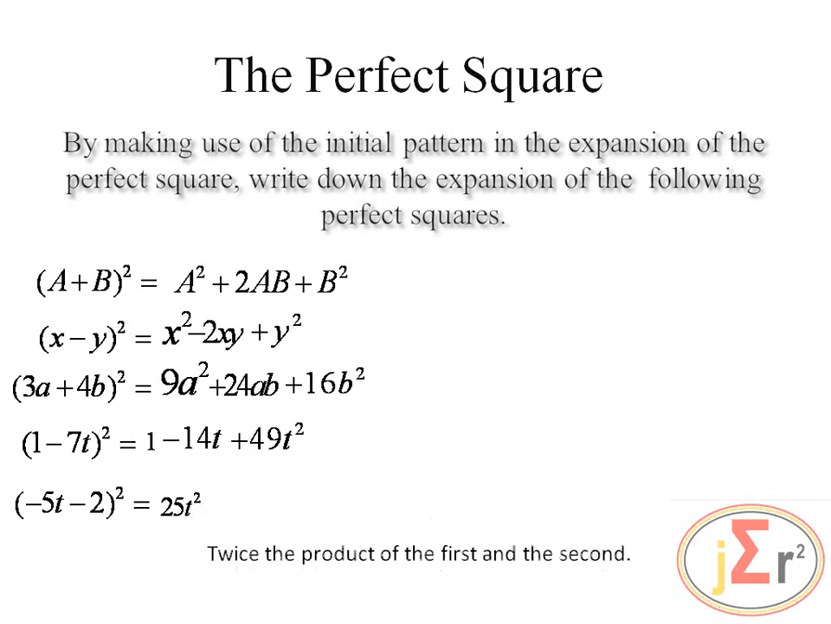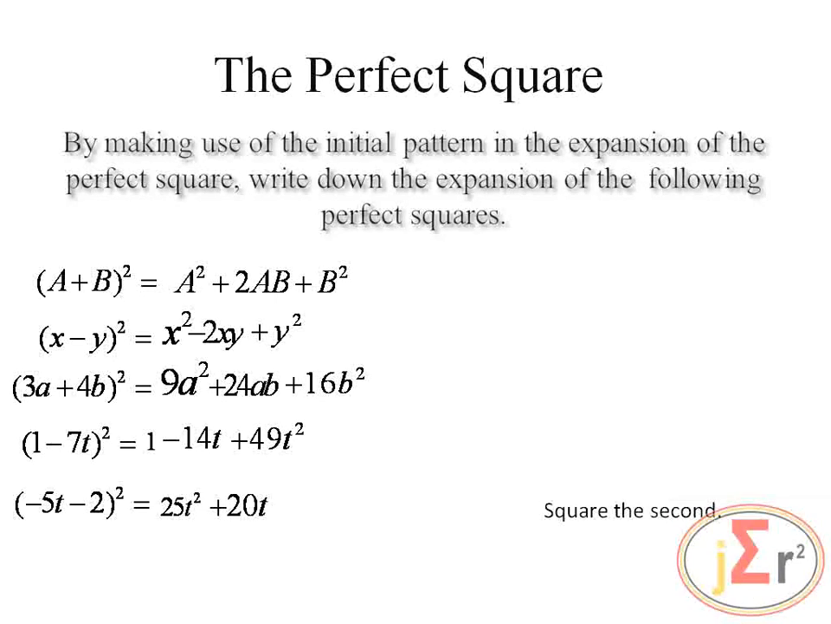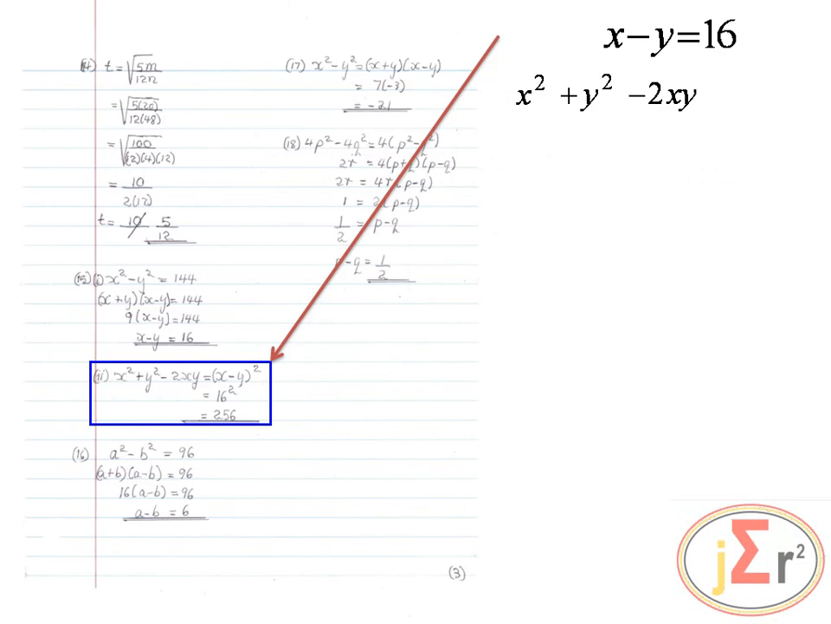Then 2 times the first times the second. Those two numbers are both negative. Negative multiplied by negative is positive. So that term is also positive, and the square is positive, so the final term will also be positive. Negative 2 all squared is a positive 4. Any other? No other. But we can go straight ahead and solve our problem.